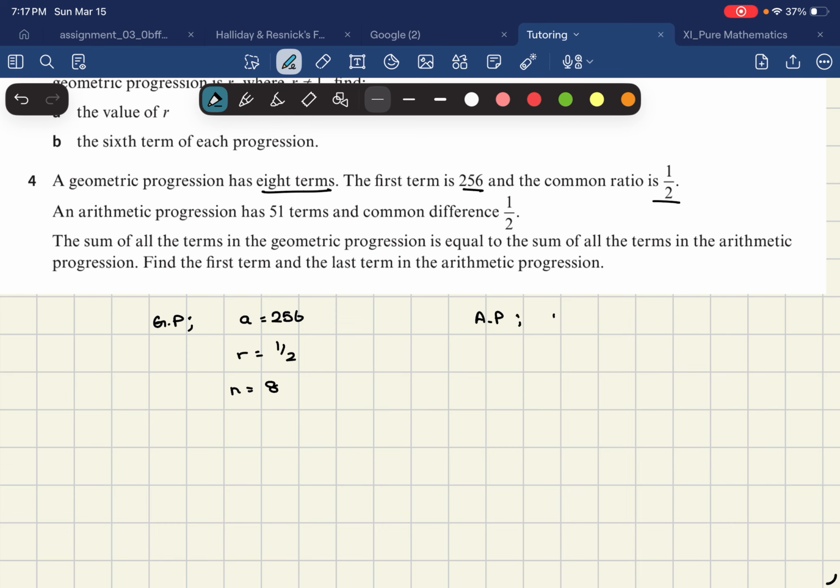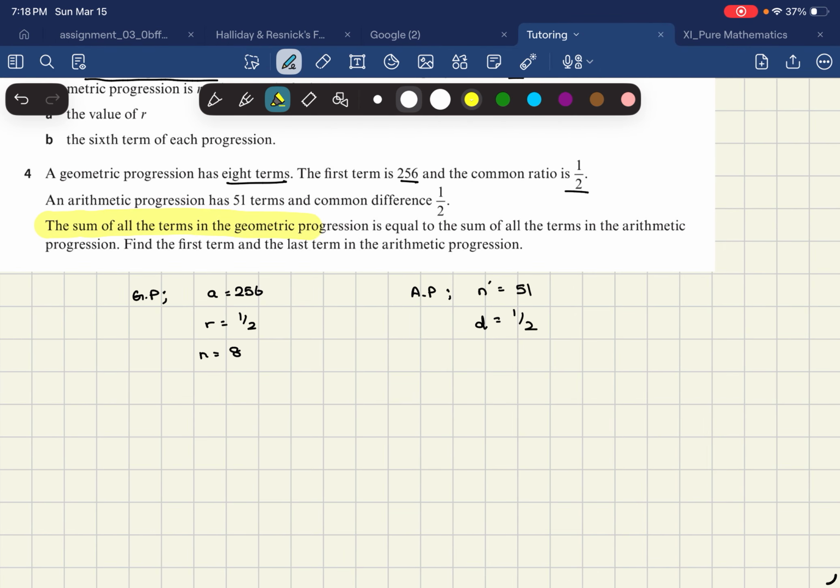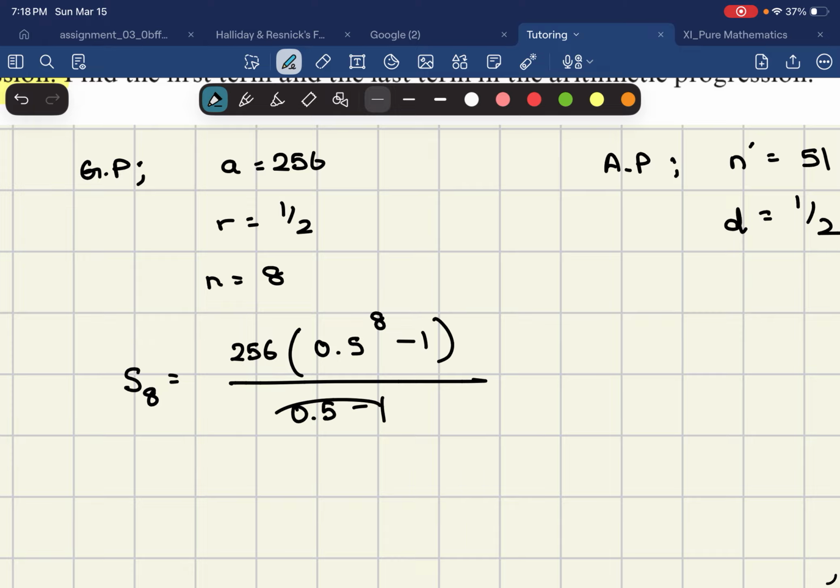And we have an arithmetic progression. Let's just call its number of terms n dash, which is equal to 51, and d is equal to half. And it says the sum of all the terms in the geometric progression is equal to the sum of all the terms in the arithmetic progression. So let's use this line of information. So the sum of 8 terms in the geometric progression, what's the formula? Well, it's a, 256, times r to the power n minus 1, divided by r minus 1. So that is just negative 0.5.